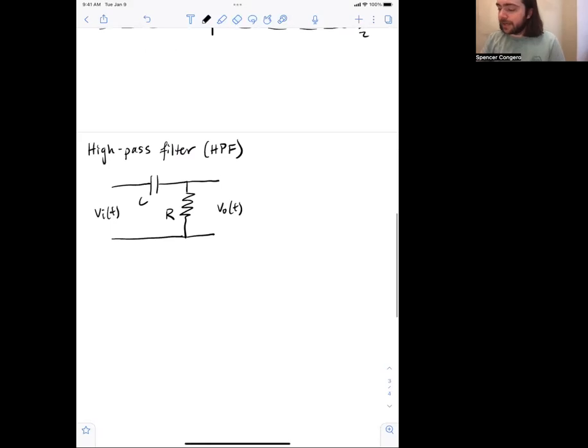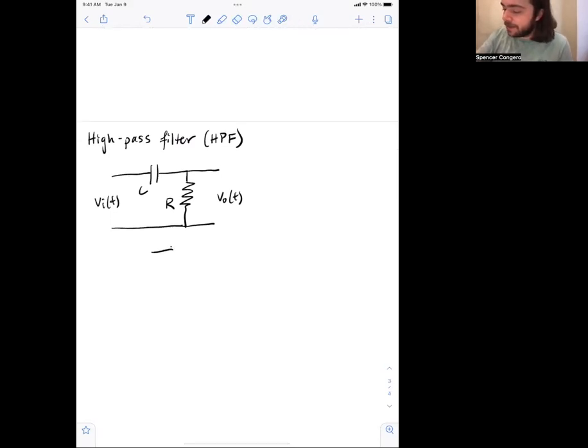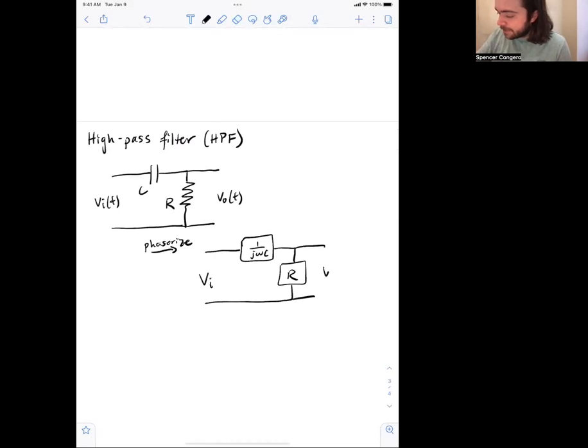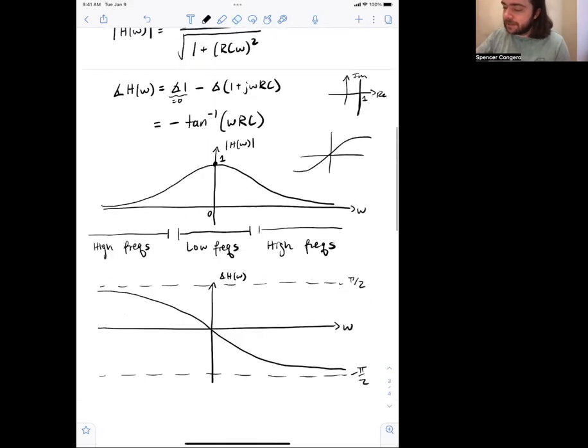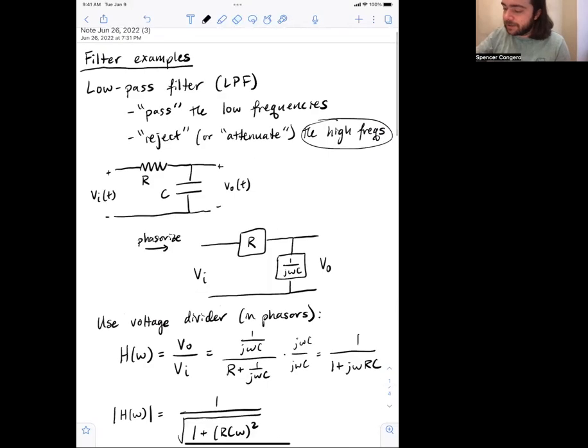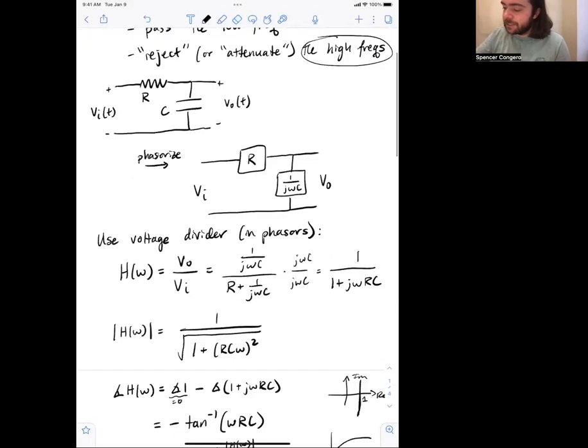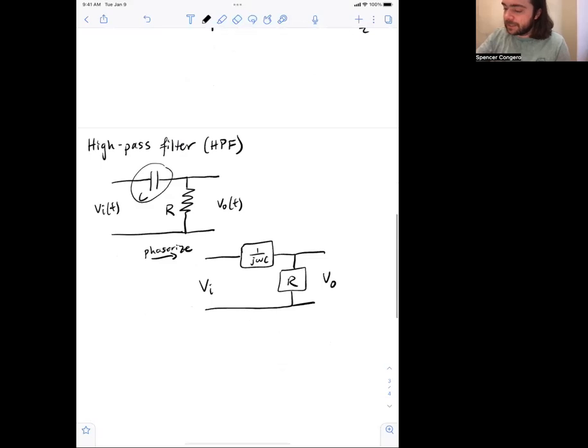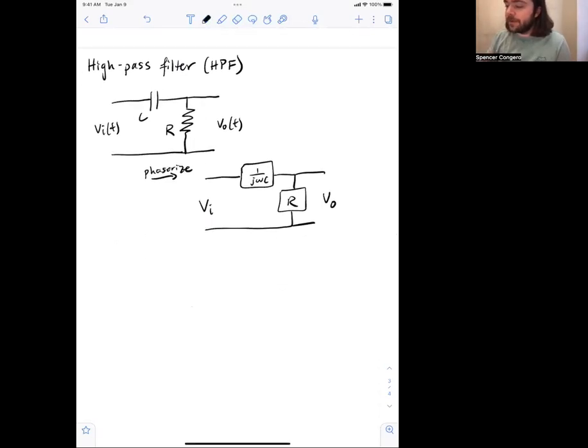Okay, so this is what we're looking at, and we're going to follow the same scenario. We're going to phasorize this because we want to look at the frequency response. We get 1 over j omega C. We get R. We get our input phasor. We get our output phasor. Same as before, it's just we flipped C and R, right? Up here it was R and C, and now we just switch them, C and R. Okay, so this is one example of a high pass filter, but we haven't shown why yet.